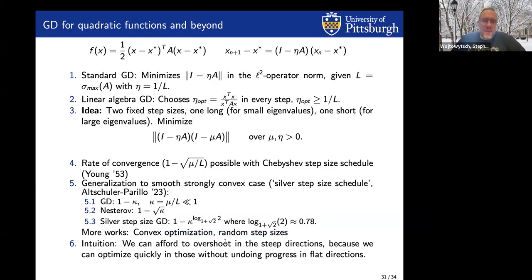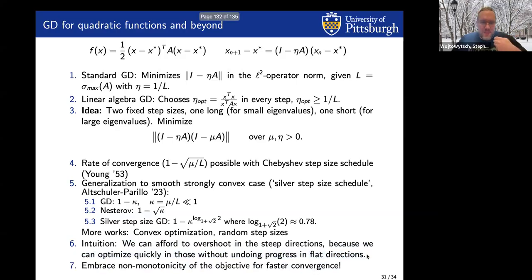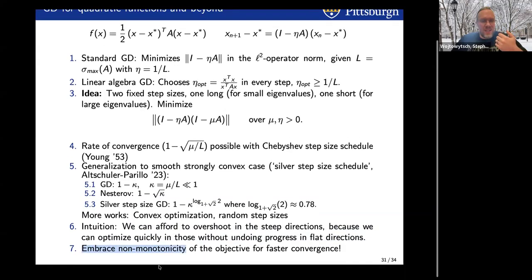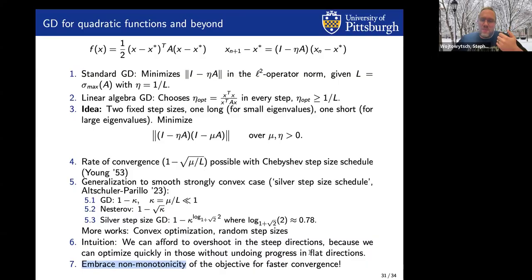overall, we can sometimes afford to overshoot in the steep directions because that's easy to correct later. But what's difficult is we are trying to make progress in the flat directions, and that is something that we can do better if we allow ourselves to sometimes take larger steps. So I guess a weird takeaway for me, at least initially, was that we should embrace this non-monotonicity because we do get faster convergence for it.